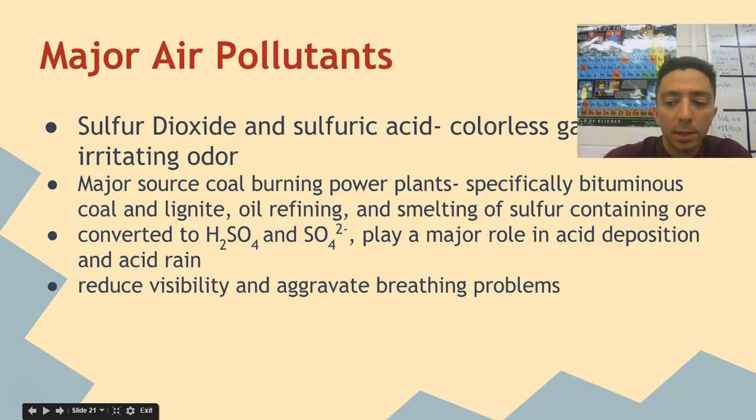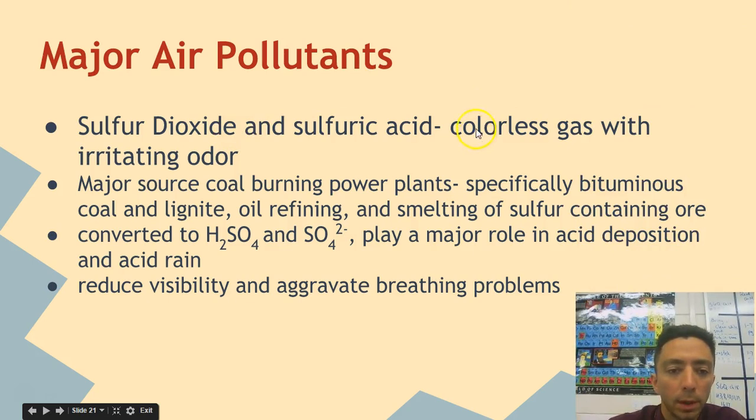Sulfur dioxide is another major air pollutant. Sulfur dioxide can usually come from coal burning. Power plants, especially if we're not burning anthracite coal. Remember, anthracite's the dry, compact version of coal. Bituminous coal and lignite are very wet coals, and so they have a lot of sulfur in them. And so when they're burnt, that sulfur is oxidized into sulfur dioxide, SO2.